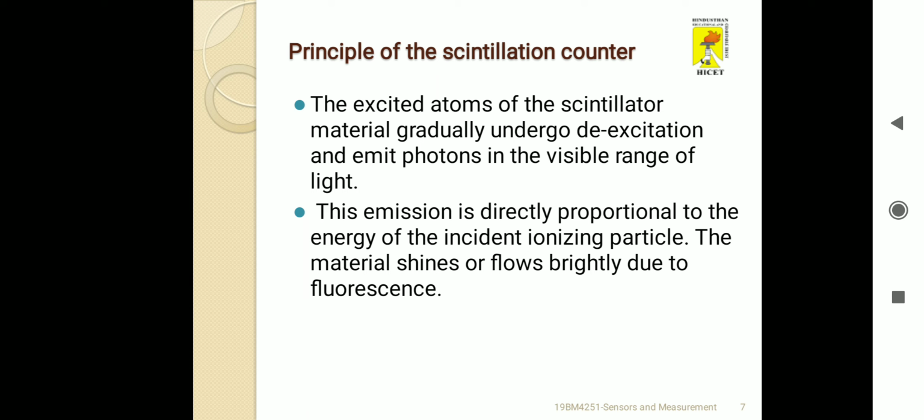Now the excited atoms of the scintillator material gradually undergo de-excitation. During the de-excitation, they emit photons in the visible region of light. This emission of photons is directly proportional to the energy of the incident ionizing particle. So the material shines or glows brightly due to the fluorescence. This is how the scintillator works.